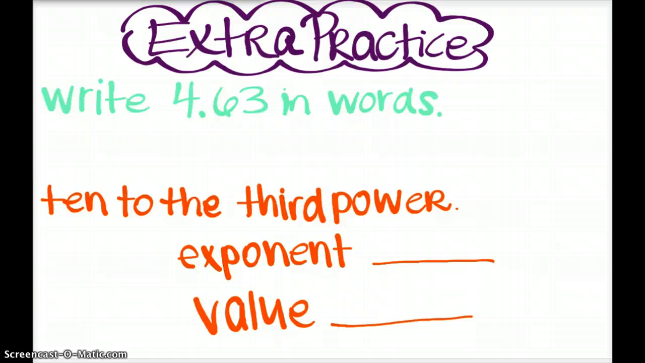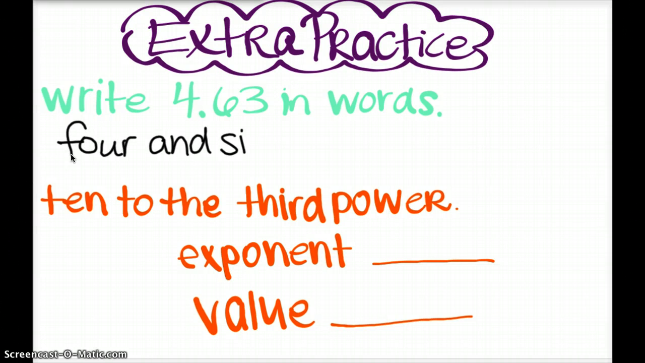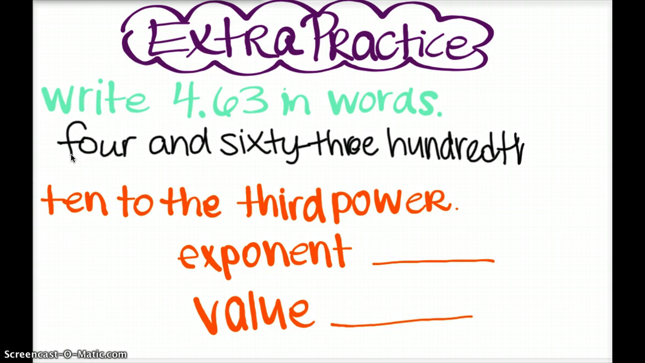Look at these last 2 and do them. Who can tell me how to say this decimal? Say it for me, Cole. 4 and 63 hundredths. And then 10 to the third power, you should have written 10 to the third. And what is that value? 10 to the third equals what, Abby? 1,000. Nice.